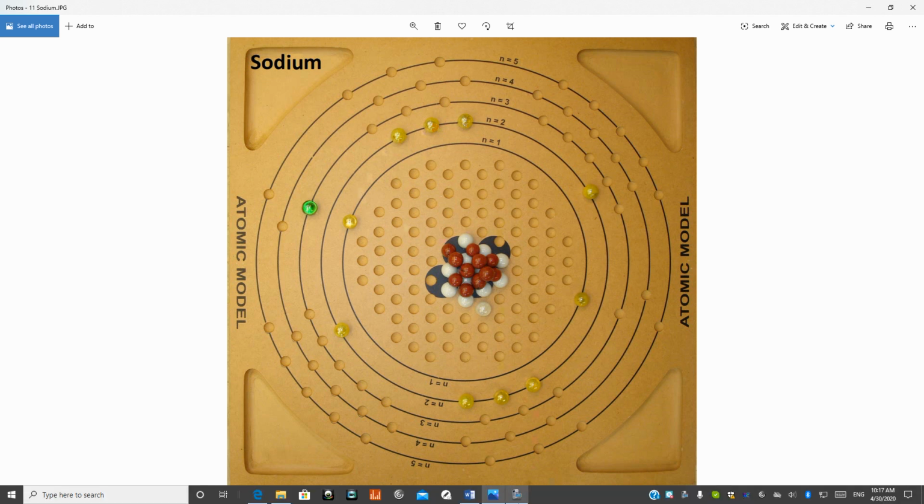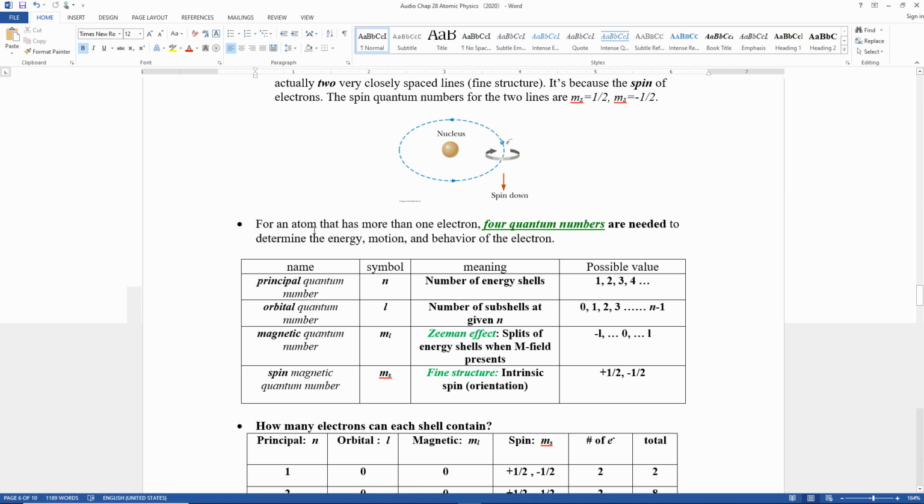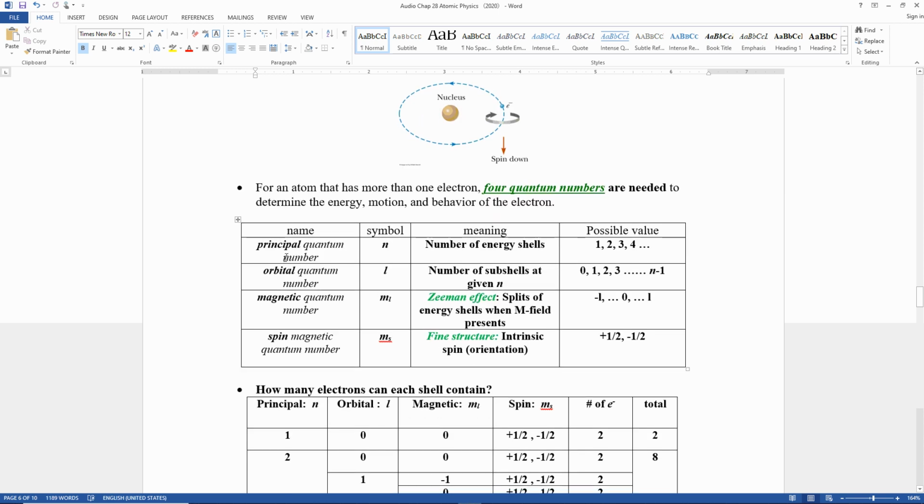So we're going to continue this. Okay, so for atoms that have more than 1 electron, every electron has 4 quantum numbers. Please remember, every electron has 4 quantum numbers. So we say 4 quantum numbers are needed to determine the energy, motion, behavior, and orientation, all the properties of electrons. The first one we call the principal quantum number. That is n, the first quantum number we already discussed.